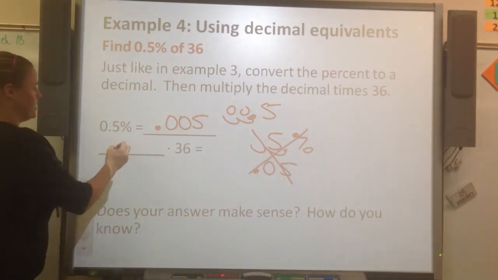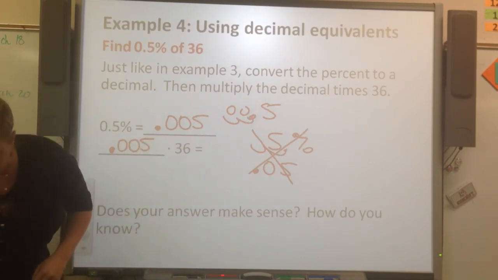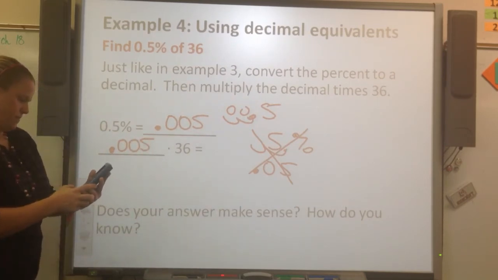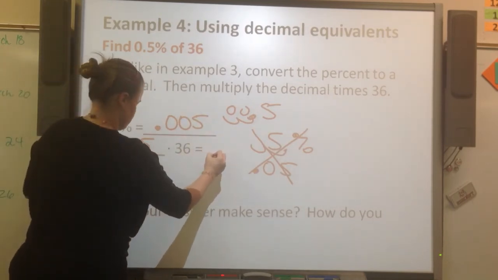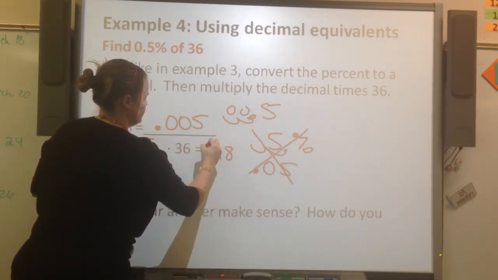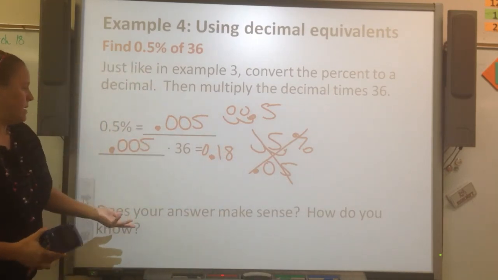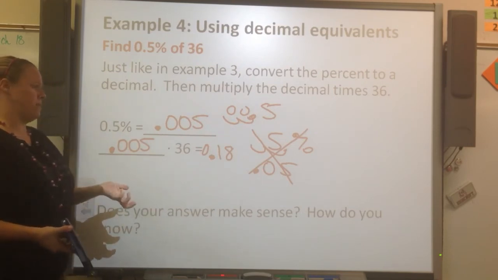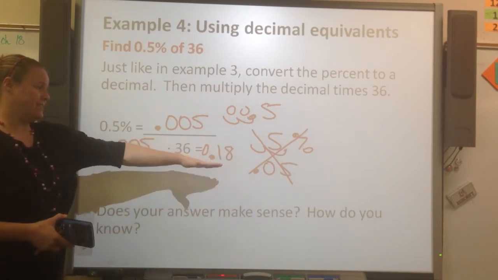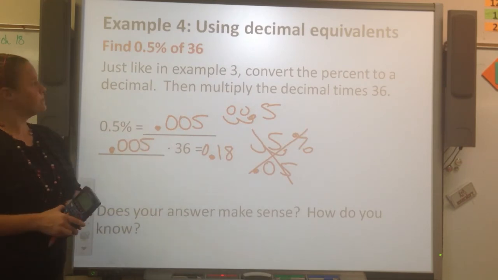So then I take my 0.005 and multiply it by 36, and that equals 0.18. So again, it makes sense, and it's hard to explain, but it's a very, very small amount. So 18 cents is very small compared to 36 whole dollars.